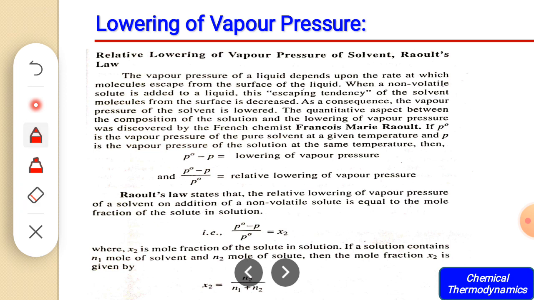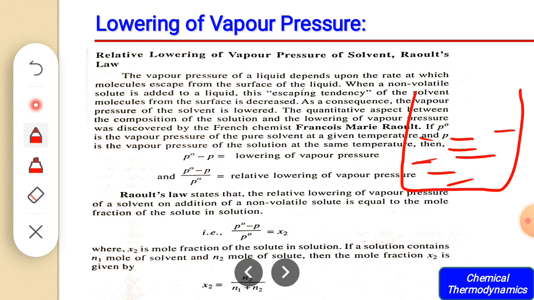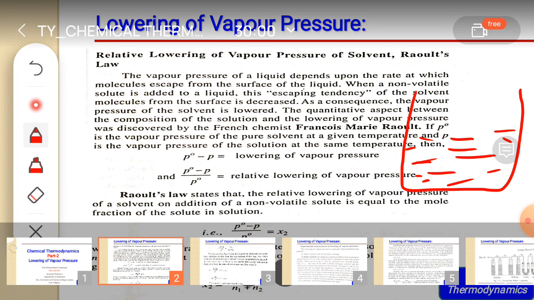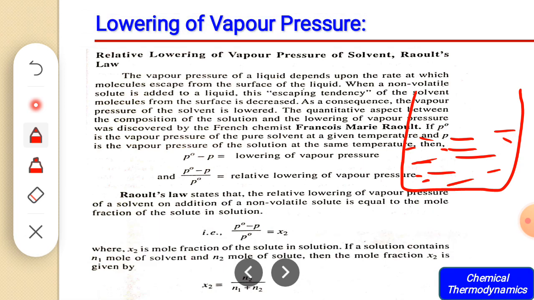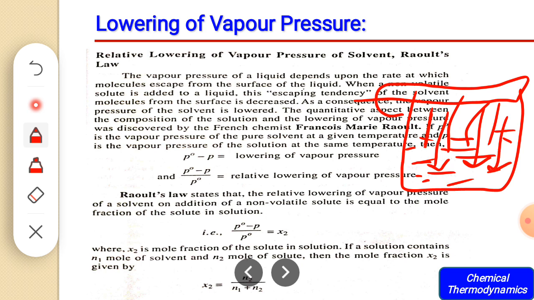Suppose, dear friends, here I consider a beaker in which a pure solvent is taken, which is volatile in nature. Whenever we have some temperature, this solvent will be converted into its vapors, and if this beaker is closed from outside, then these vapors create some pressure on the surface of the liquid. This pressure is called the vapor pressure.